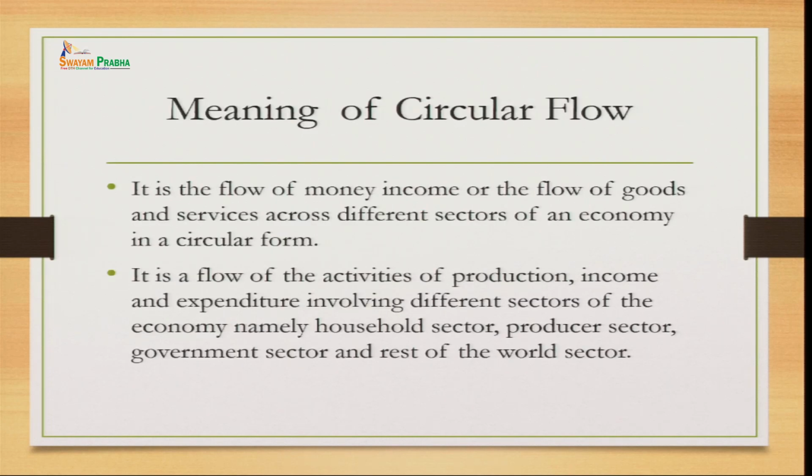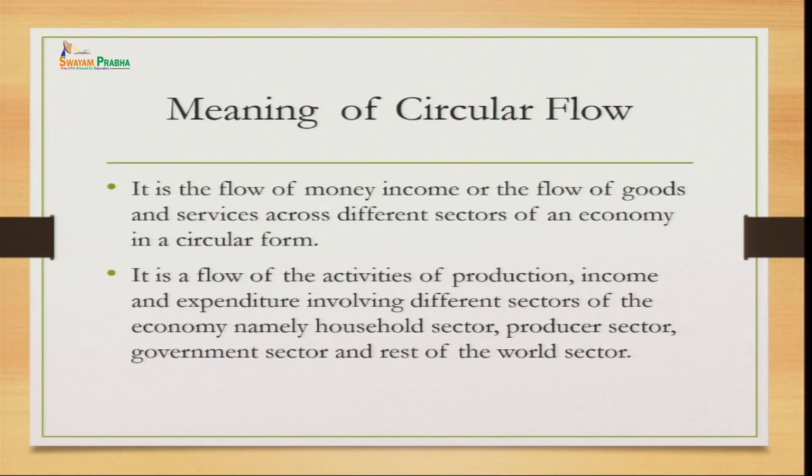Before that, let us have a look at the circular flow, because we are going to talk about the circular flow of economic activities and income, how the flow of economic activities and income takes place between these sectors. Initially we will start with 2 sectors and then we will incorporate it into 4 sectors. The flow of money income or the flow of goods. Money income is the income flow, and the flow of goods and services across the different sectors of the economy in a circular form is considered a circular flow.